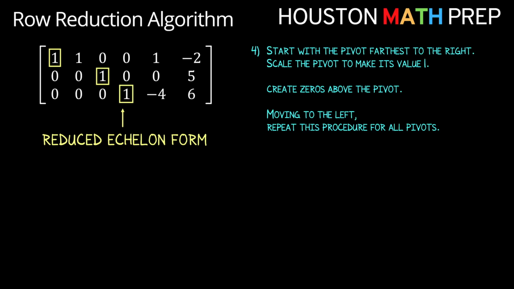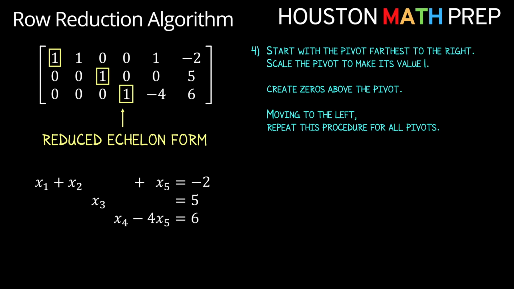Keeping in mind the concept of a linear system of equations and thinking of this as an augmented matrix for a system, let's imagine what these 3 rows would actually say as equations. Our first row would read as x1 plus x2 plus x5 is equal to negative 2. Our second row, this is the third column here, so that would be x3 is equal to 5. And our last row would say x4 minus 4x5 equals 6.